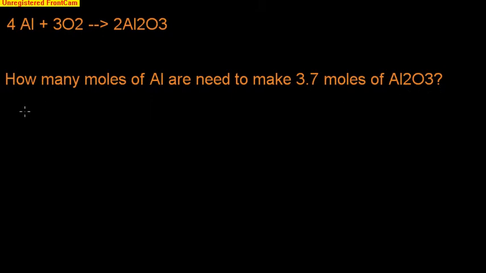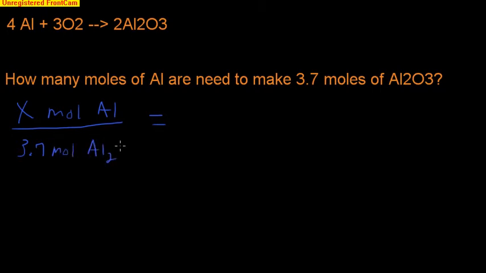Well, just as in the examples for the cake stoichiometry, if you will, we don't know how many moles there are, so we're going to say X moles of aluminum. So I'm going to put that on the left-hand side of my ratio. The other thing that they tell us is 3.7 moles of aluminum oxide. So I'm going to say 3.7 moles of Al2O3. Now remember, mol is the abbreviation for mole.